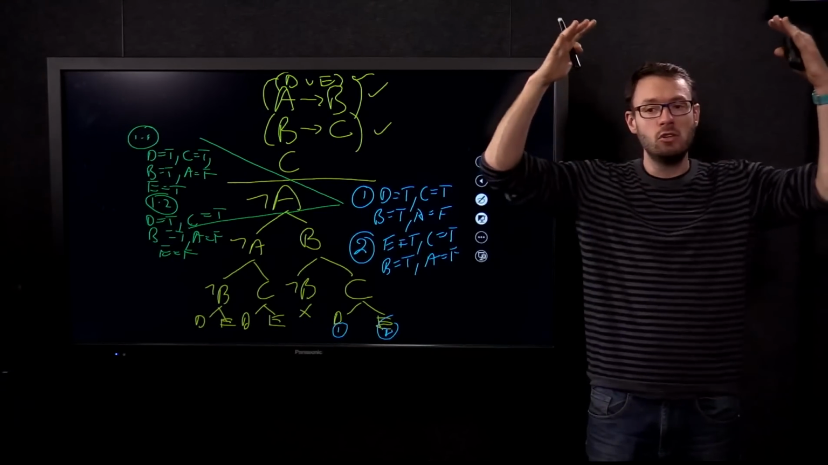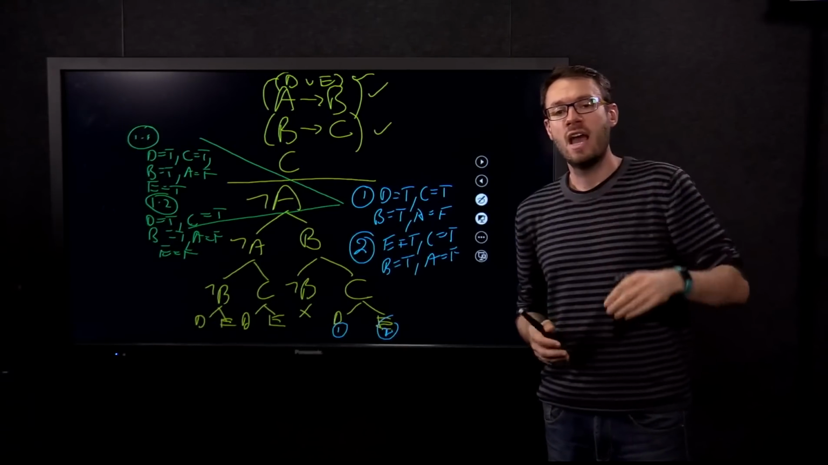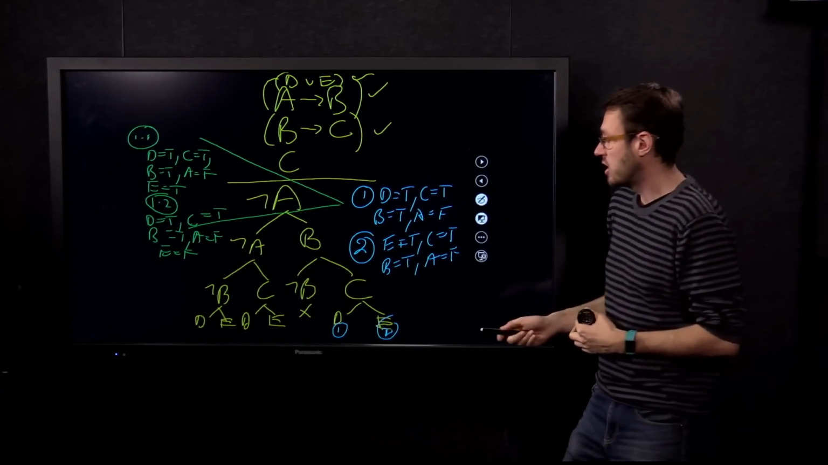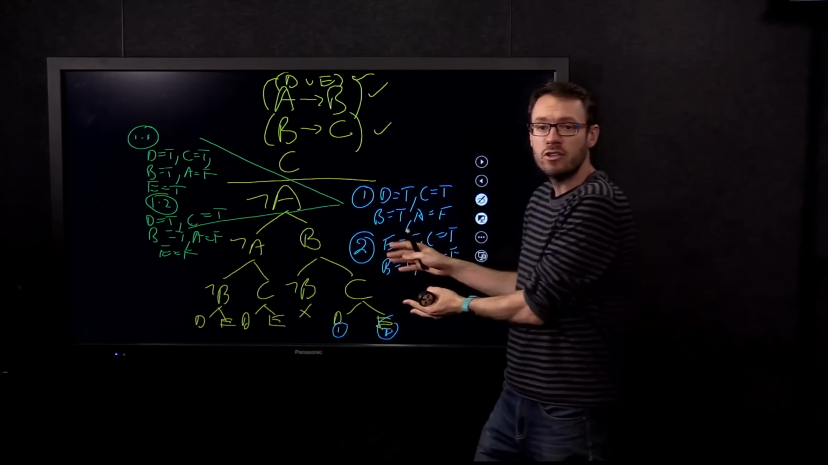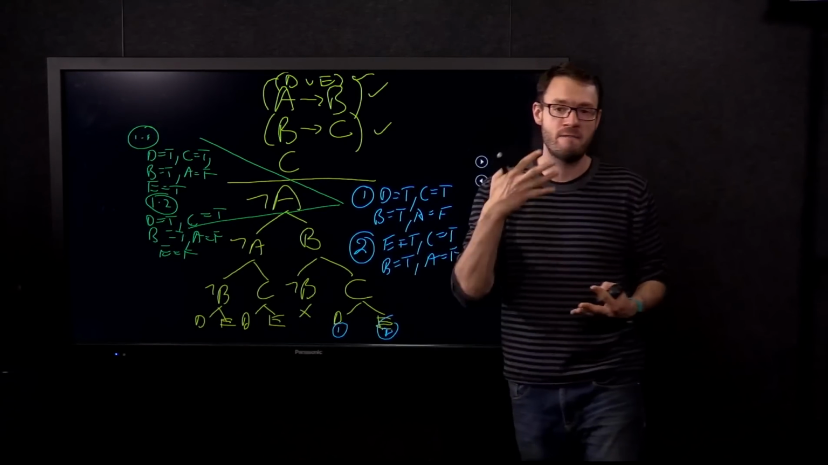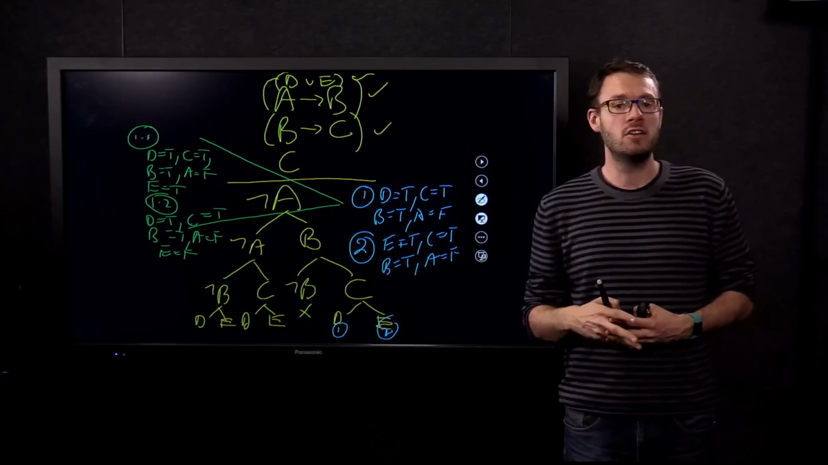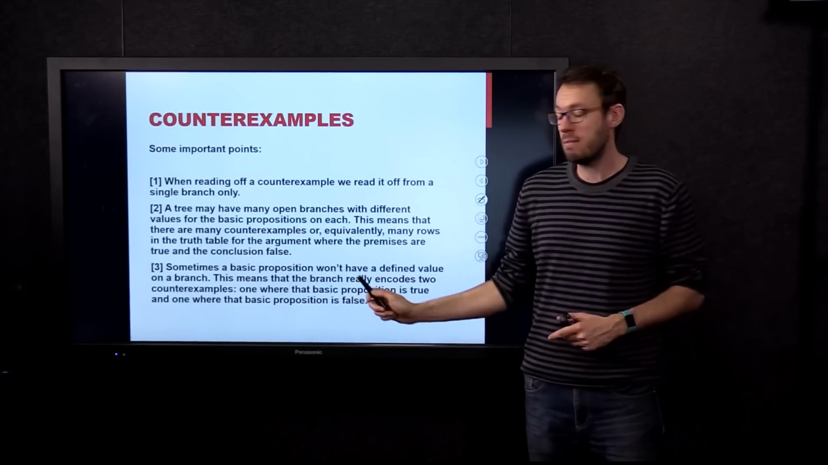And if you look at the truth table, both of those rows are going to be rows in which the premises are true and the conclusion false. So actually, where we've got two open branches here, we've got hidden in those two open branches information about 4 distinct counterexamples and 4 rows in the truth table under which the argument fails. Okay, so that's what I mean by this third thing.